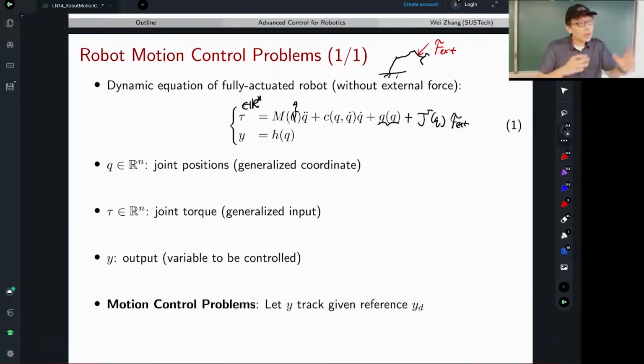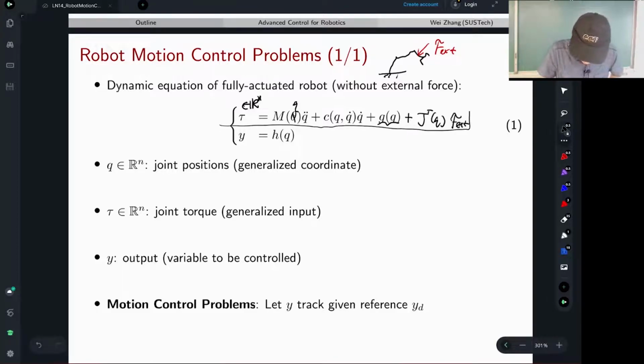For the recursive Newton-Euler algorithm, you just need to understand that algorithm. Whatever force you need to apply to, or experience from, the environment on a part of the body, you know exactly how that affects the joint torque, okay? So that describes the robot dynamics.